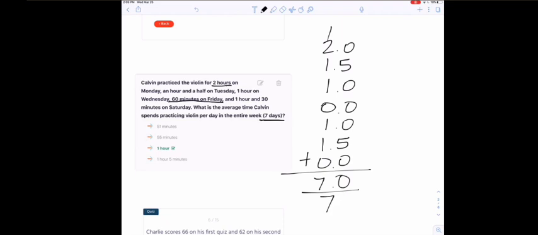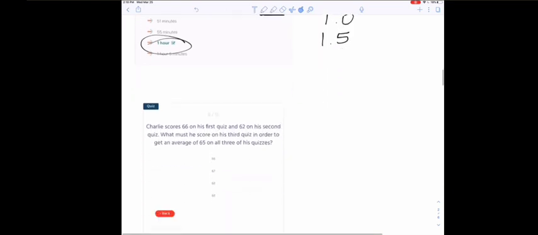I'm going to divide it by 7, because that's how many days there are. And 7 divided by 7 is 1 hour. Okay? These are pretty easy. I hope you're getting them. Remember, if you have a question, you can leave a comment below.